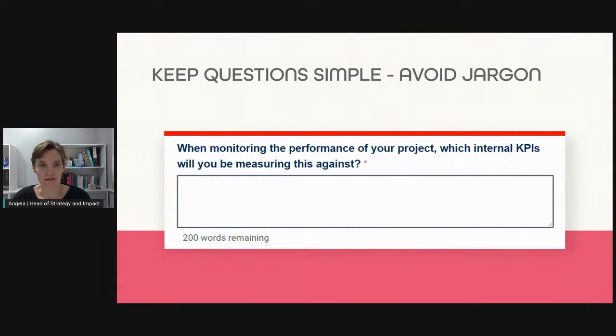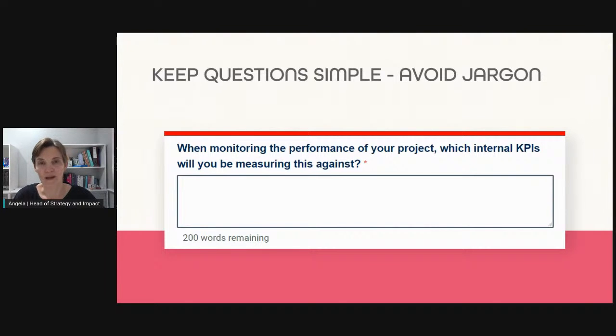So we've got a question here as an example. You might recognize this type of question if you work in funding. We're monitoring the performance of your project. Which internal KPIs will you be measuring this against? So we've got a bit of jargon in there, internal KPIs. We probably don't need to use that phrase, so we could reword this question to make it more simple. And wherever we can, that's a really good thing to do.